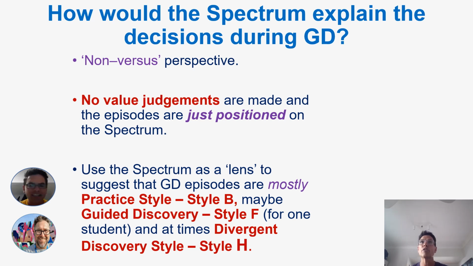Some things though, just to think about: the Spectrum uses what's called a non-versus approach. So this means the Spectrum does not view one teaching style as better or worse than another style. They just are what they are, and it views them for their utility or their value in achieving an outcome. We are not making a judgment about guided discovery or these teaching episodes which we're presenting here. We're just placing them on the spectrum, saying this is what the Spectrum would say they are as a teaching style. And the claim that we're going to make from these two episodes is that they would be roughly three teaching styles. We're going to suggest they're style B, style F or guided discovery, or divergent discovery H.